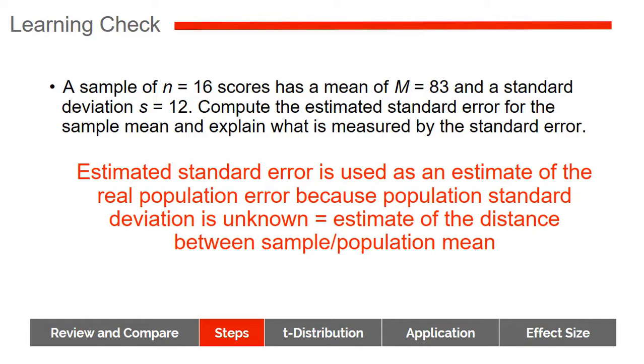And finally, the estimated standard error is used as an estimate of the real population error. Because the population standard deviation is unknown, it's going to equal the estimate of the difference between the sample and the population mean. In other words, we don't really know what the standard difference is going to be between any sort of mean drawn from the population and the population mean. So we're estimating it, because we don't know the population standard deviation or variance.